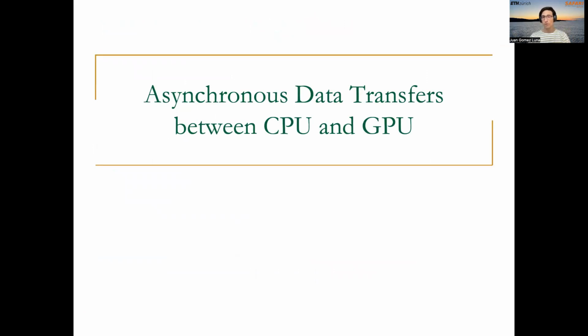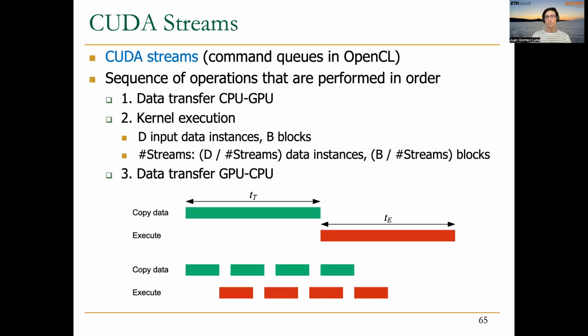Remember that I talked in the beginning about overlapping computation and communication as a way to alleviate the cost of moving data from the main memory to the global memory of the GPU. The way to do so is by taking advantage of the asynchronous data transfers that exist in CUDA and in OpenCL that are enabled by GPUs. In CUDA, this is done by using a feature called CUDA streams.